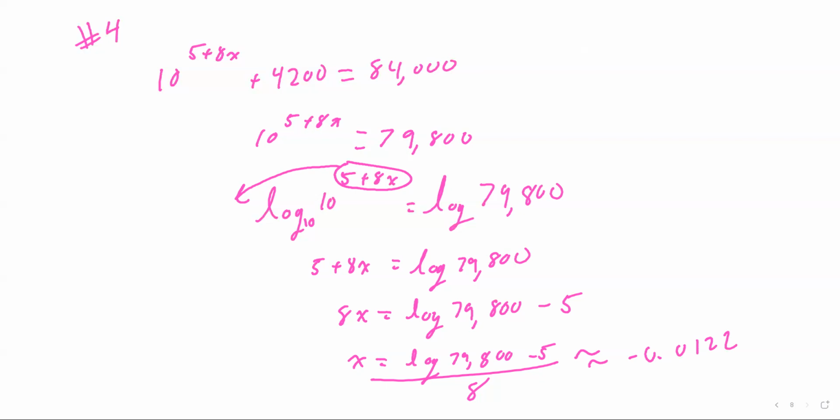But remember, you can just hit the function. Don't try to type the decimal in. You can, after you do log of 79,800, just hit the minus sign, take the answer so you don't have any rounding errors. So don't try to write those decimals out.